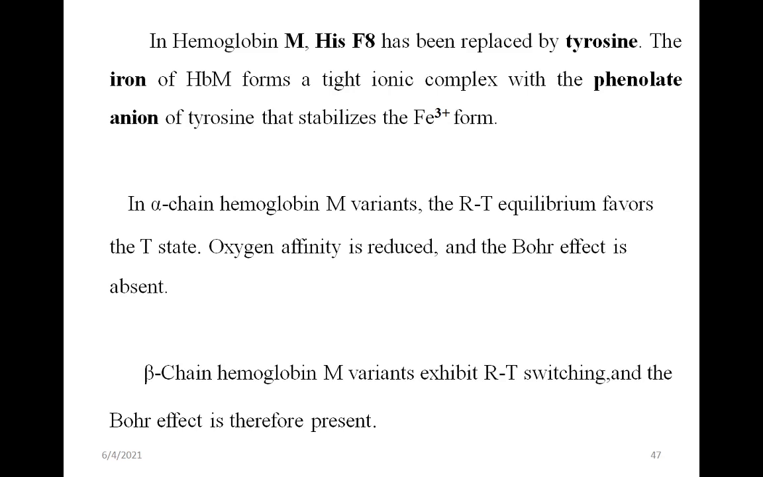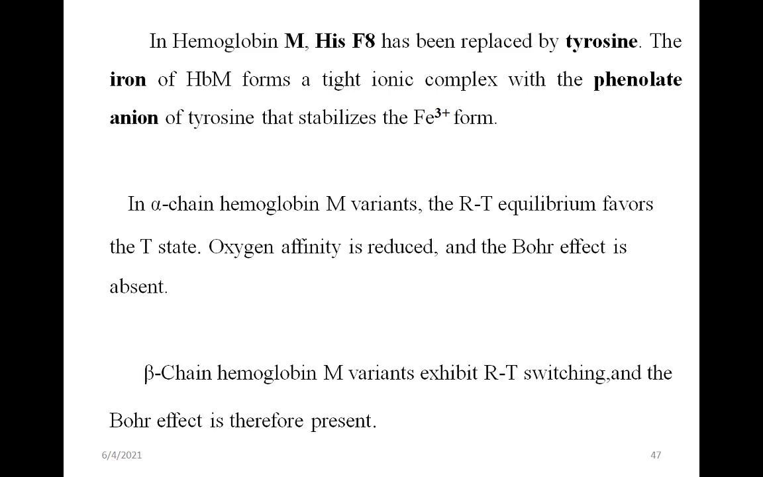The phenol group forms the tight ionic complex with the fifth valency of the iron, that stabilizes the ferric structure, the Fe3+ form. That's why the ferric to ferrous reduction is not possible.